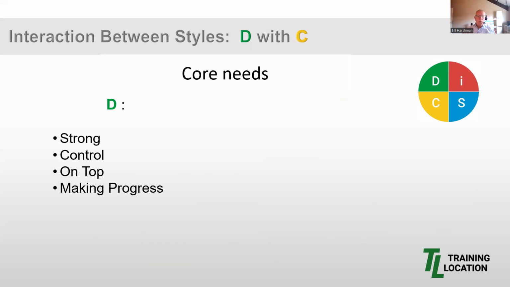Now compare these with the core need of a C, and I say need singular because it really is about being analytical. That is the core need. Now to understand it, we need to understand what's behind that analytical theme. It's driven by three needs. They have a strong need for safety and security. They need to have things in their life to be stable and reduce unknowns and identify dangers and threats. They need a place where all the rules are known.